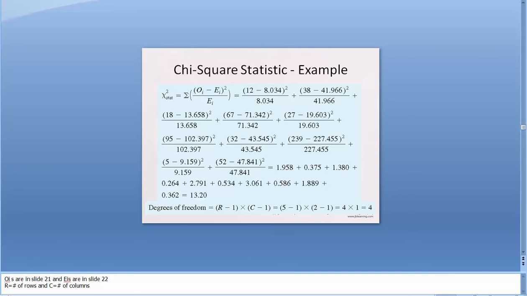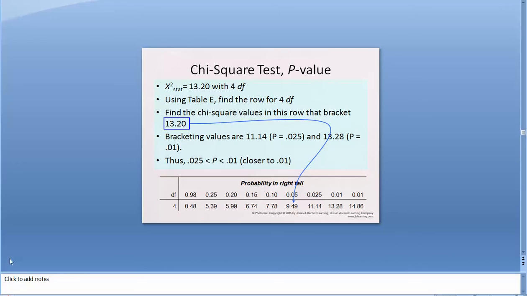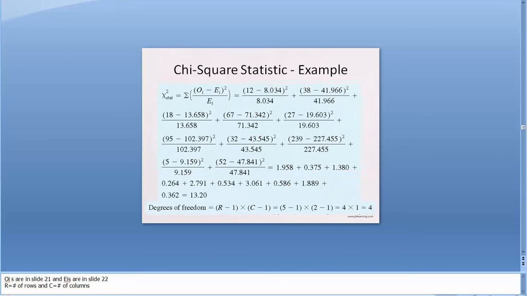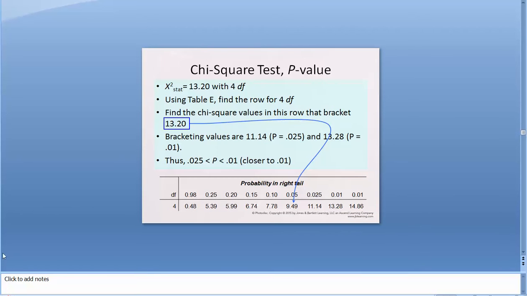And then you found the whole chi-square statistic to be 13.20. Let me show you right back in here. 13.20. Degrees of freedom is 4. So how do you find the p-value? So let's go in here.